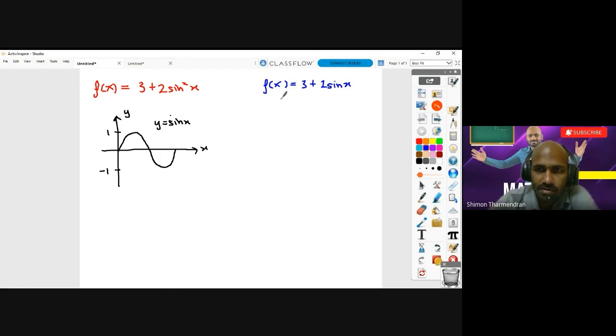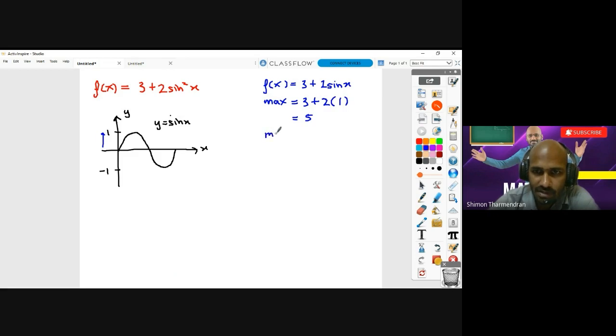So, the highest value the sine x can go to on the y-axis is 1, since your y is your sine x. So the max is when sine x equals 1. So we have 3 plus 2, and you just replace sine x with 1. That's the maximum it can go. So it will be 5.